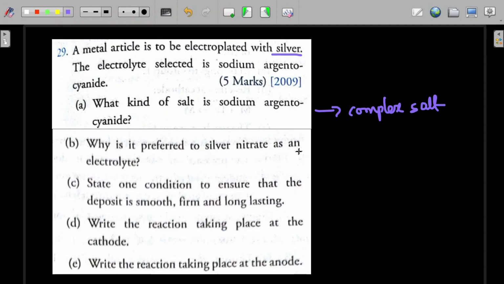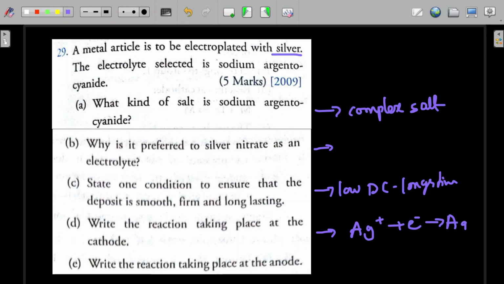Why is it preferred to silver nitrate? Again, if you use silver nitrate, it is not smooth and uniform. One condition to ensure that the deposit is smooth: again the same answer, low DC, longer time. Write the reaction taking place at the cathode. Cathode means cation, cation is Ag plus. It gains the electron and becomes Ag. Reaction at the anode: the anode itself will take part in the reaction and becomes Ag plus.